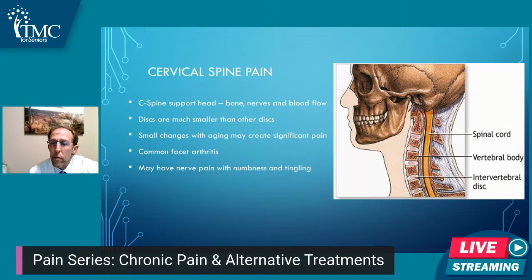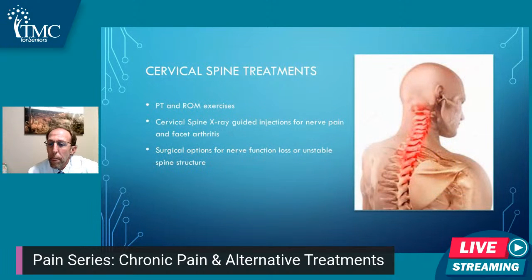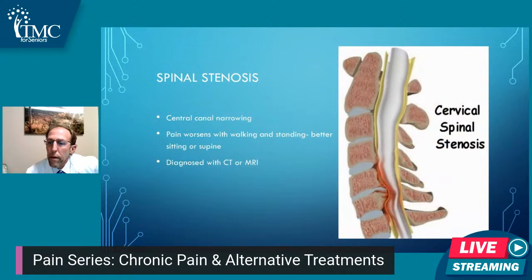Things that we see much more often with the cervical spine may involve numbness and tingling, and facet joint arthritic changes as well. If nerve function or blood flow is compromised, surgical intervention may be needed. So physical therapy and range of motion exercises are important. Plain x-rays may be helpful to assess the degree of arthritic and degenerative changes. And again, surgical options could be considered as a last resort.